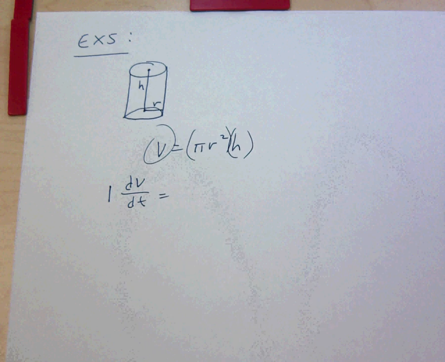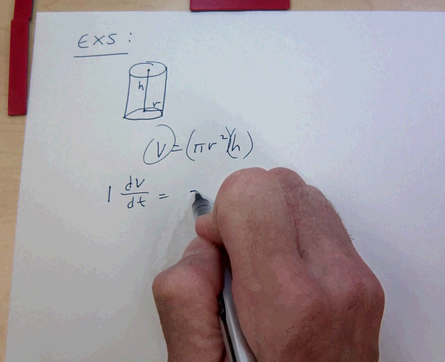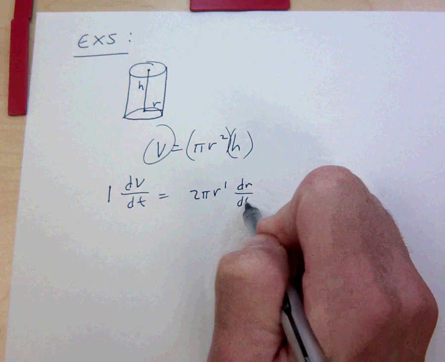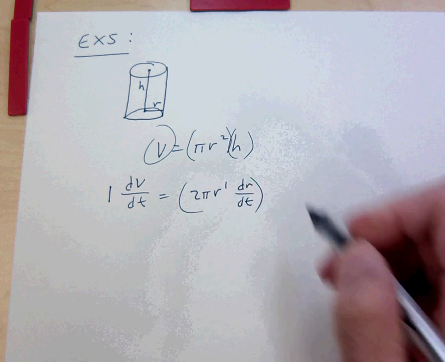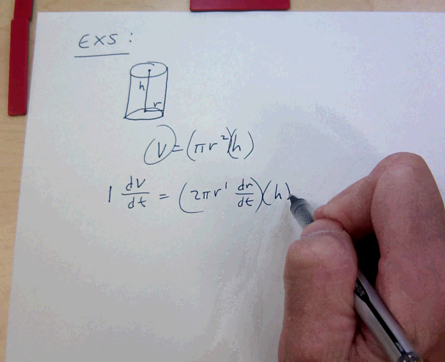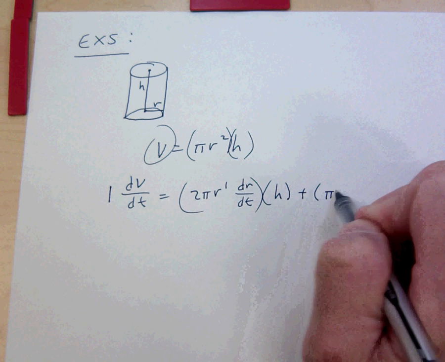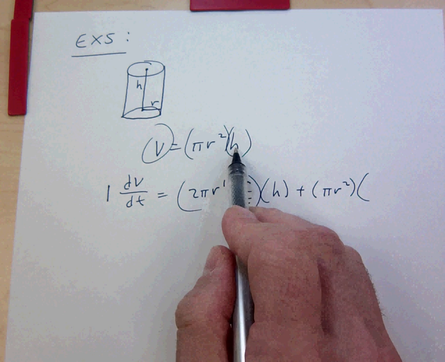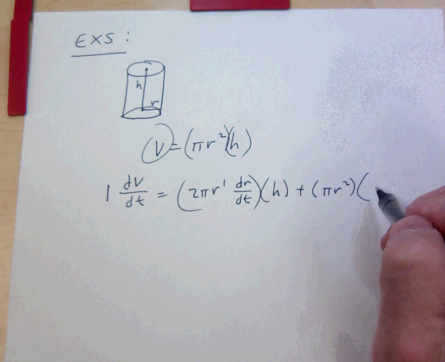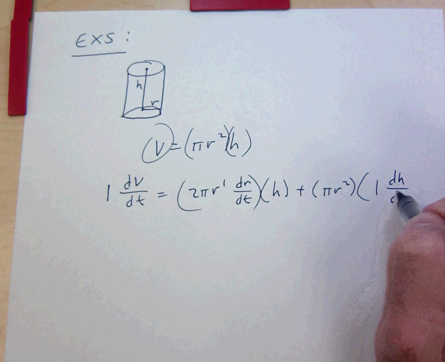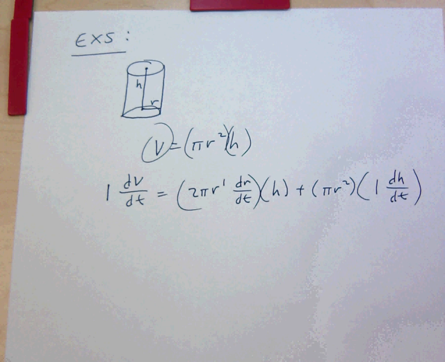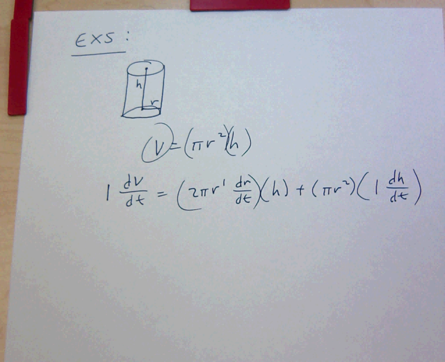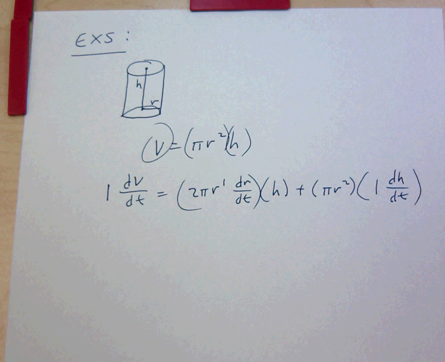So here we go. The derivative of the first, which is 2 pi r to the first. And don't I need to put a dr dt? Okay, so that's the derivative of the first times the second, plus the first, and now times the derivative of the second. What's the derivative of h? Well, 1, and then you have to put a dh dt, right? All right, and then you can just clean it up and go from there. Is that clear? Okay? All right.